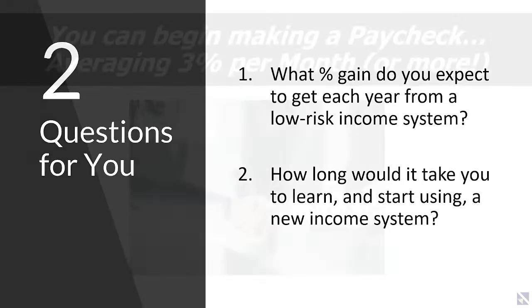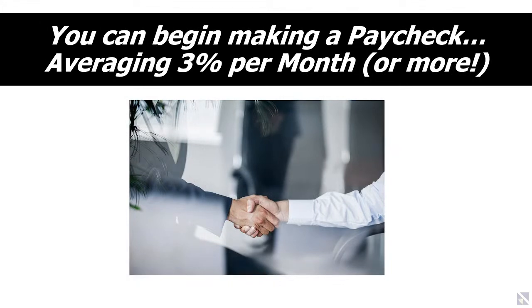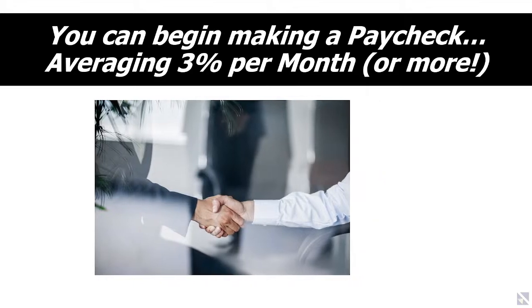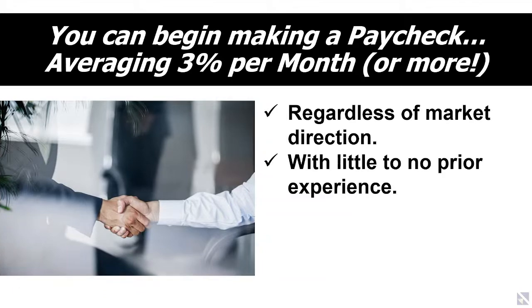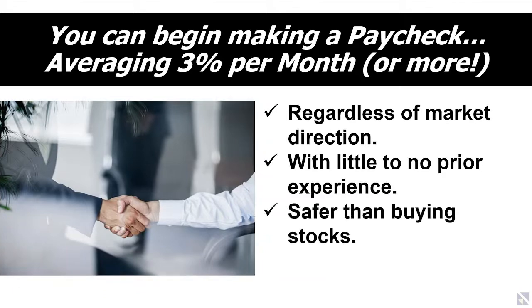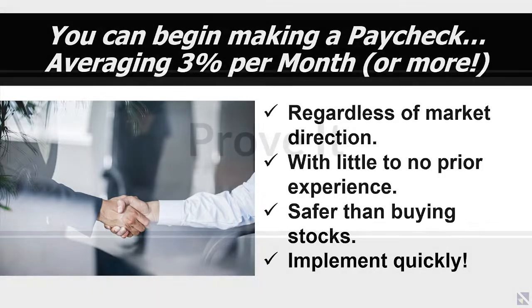Well, I've got a promise for you today. I'm going to show you how you can actually begin making a paycheck that averages about 3% per month. Now, that figure is based on the fact that our portfolio and most of our clients are generating on average 3% per month with our most basic income strategy. Now, keep in mind, you can do this regardless of market direction. You can do it with little to no prior experience with options. It's safer than simply going out there and buying and selling stocks. You can implement quickly. So the information you're going to learn today allows you to have a worry-free retirement.